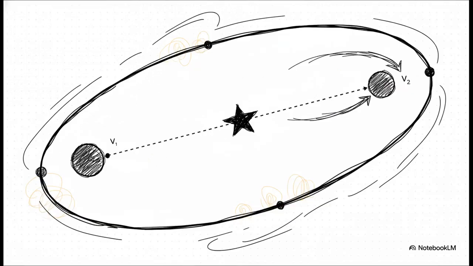And this just perfectly shows that constant give and take we were talking about. At aphelion, when it's farthest away, the planet has the most potential energy stored up, so it's moving at its slowest speed, v1. Then, as it swings in close to the sun at perihelion, it's cashed in all that potential energy, so it has the least amount, but it's moving at its absolute fastest speed, v2. They just trade places, but the total energy is always the same.